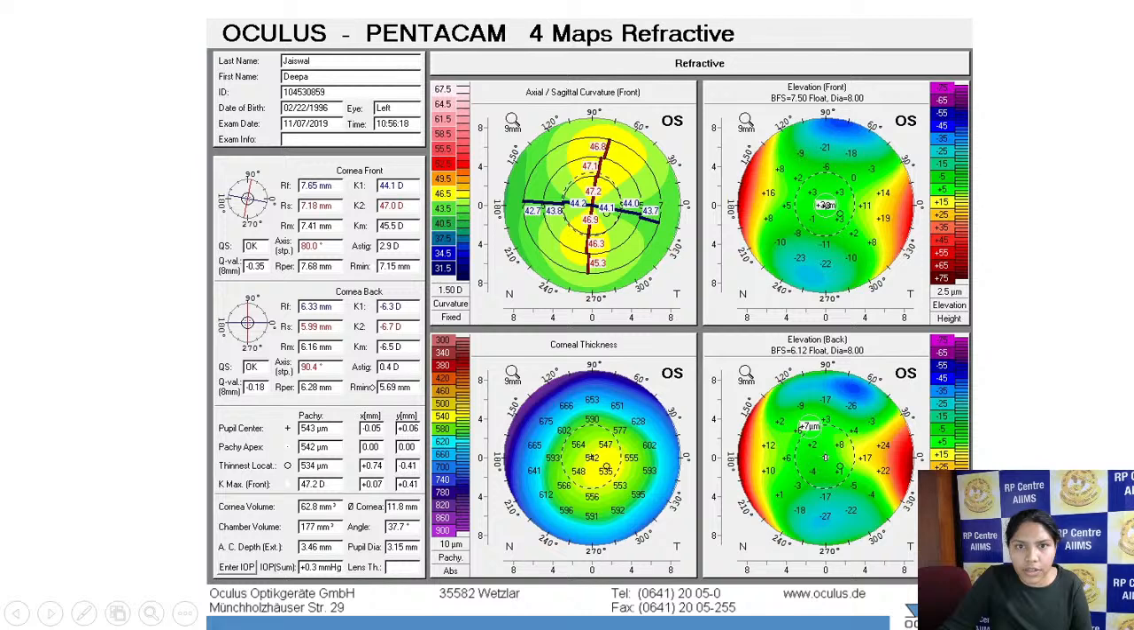And the pentacam, this is for the left eye. Similarly, the quality specification is okay, and we can again see a bow tie configuration with the rule astigmatism, and the elevation was within normal limits.